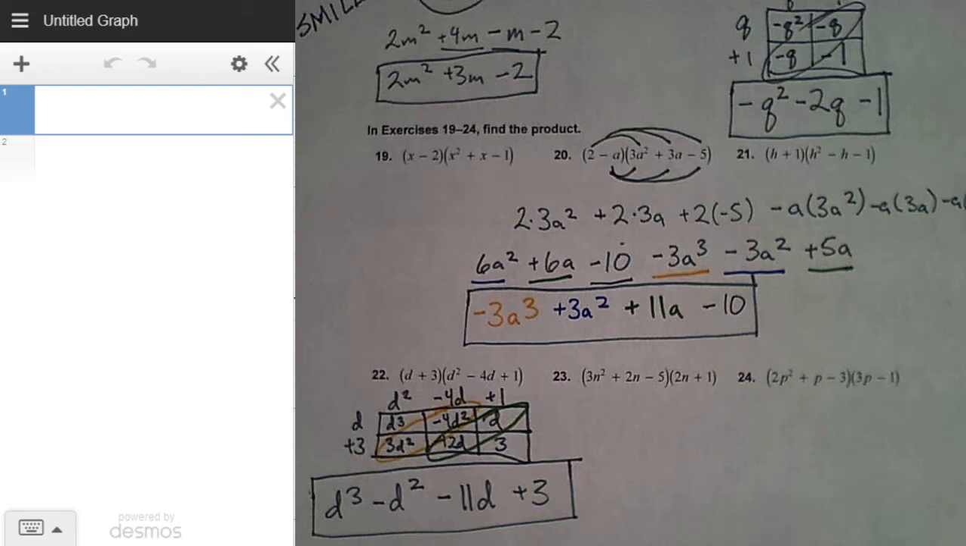There is one left to do. That is number 24. I'm going to have you try that on your own, so you can pause the video right here, and then we'll come back and check our answers.